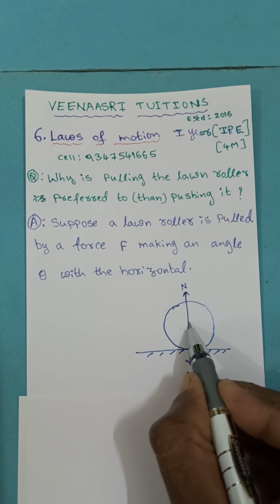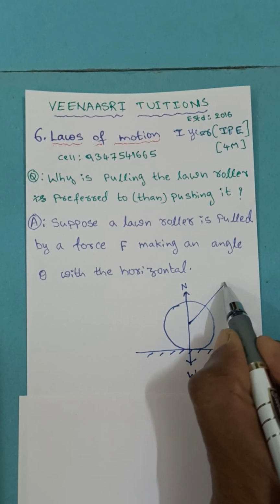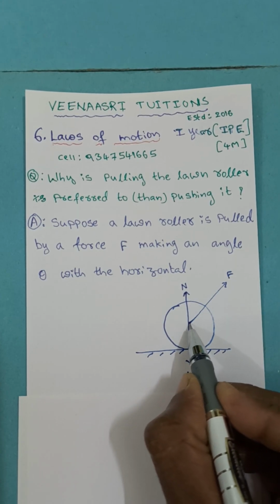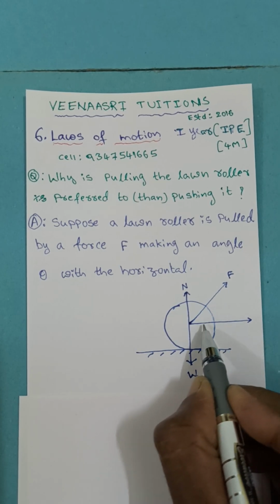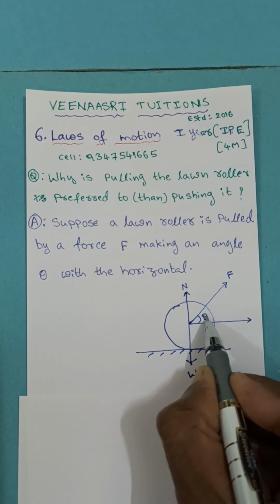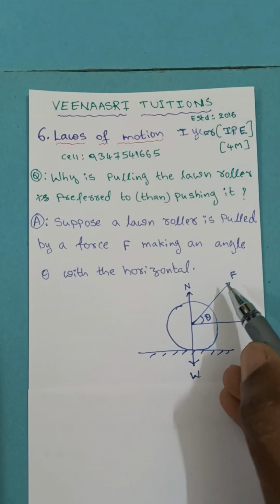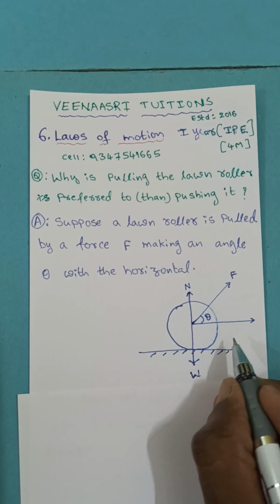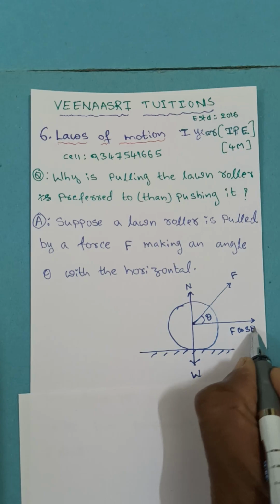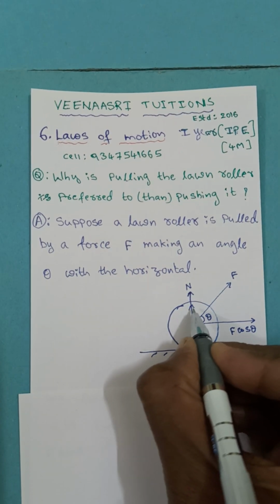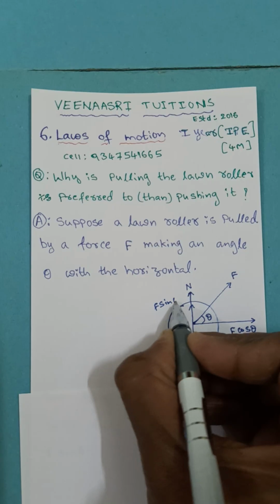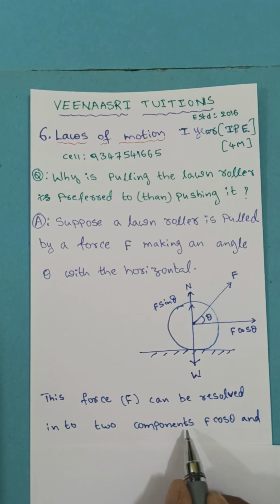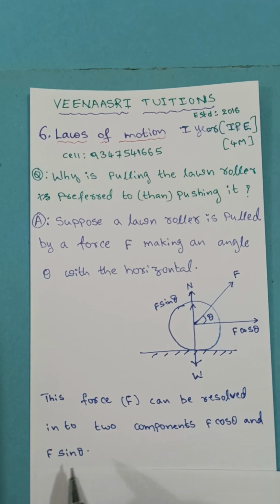See here, we are pulling the lawn roller in this direction with force capital F, making an angle theta with the horizontal. The force F can be resolved into two components: F cos theta in the horizontal direction, the x-axis, and F sin theta in the vertical direction. You write here: this force capital F can be resolved into two components, F cos theta and F sin theta.